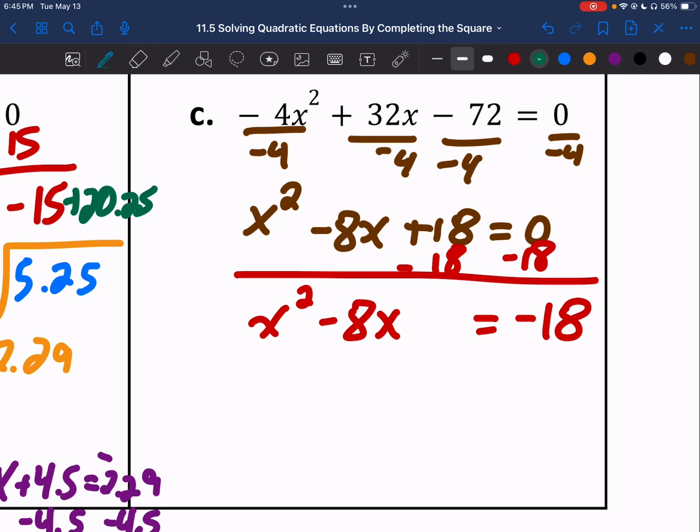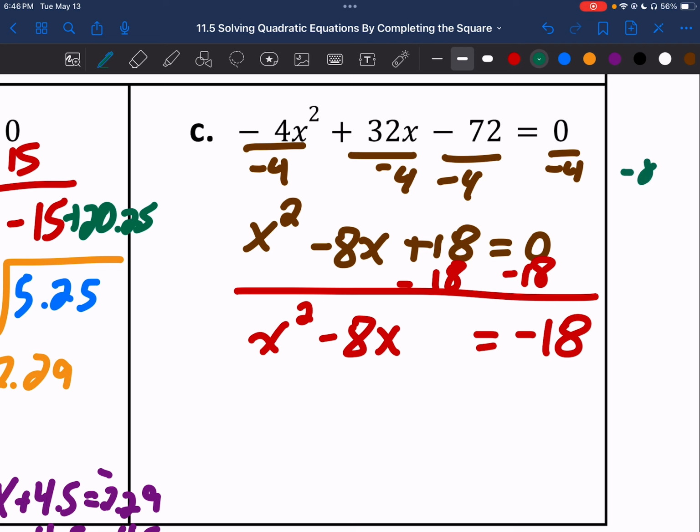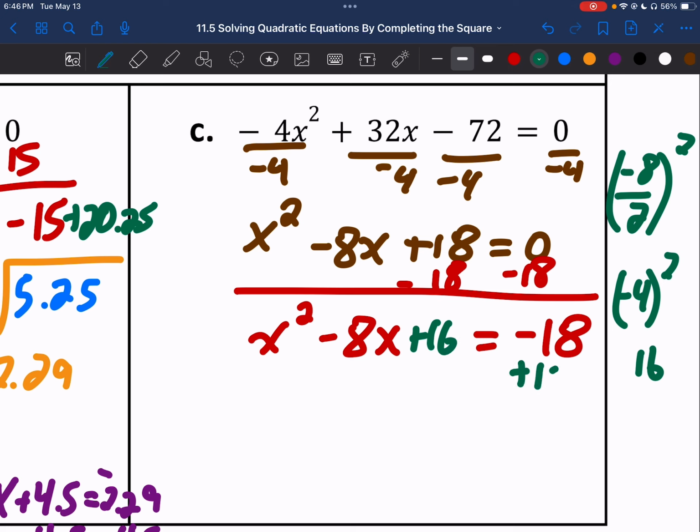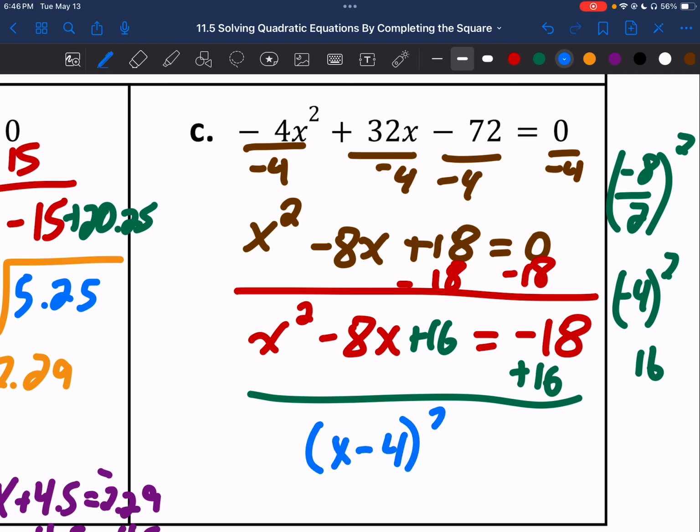And when we look at this, we go to complete the square. So we're going to do negative 8 over 2, the quantity squared, which gives us negative 4 squared, which is 16. So we add 16 to both sides. We'll factor that right away. We get x minus 4, the quantity squared, is equal to negative 2.